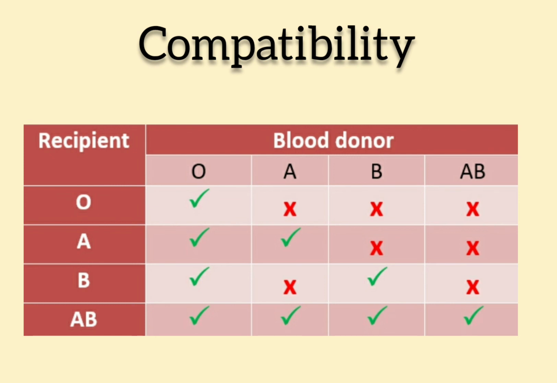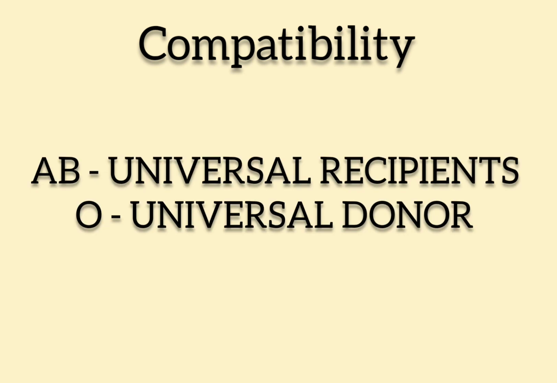Group AB recipients can only receive group AB plasma. Group O recipients do not have antigen A or antigen B, so they can safely receive plasma of any blood group type. So, because AB group human beings can receive blood from any other groups, they are called universal recipients. O blood group people can donate blood to any other group, so these people are known as universal donors.